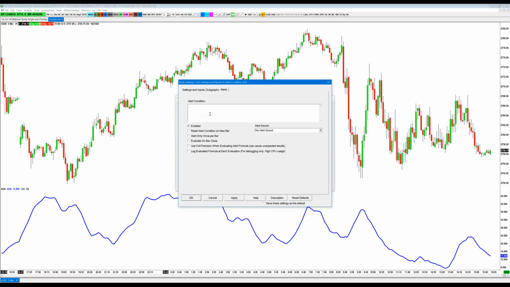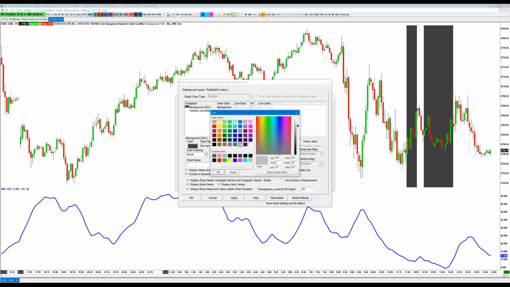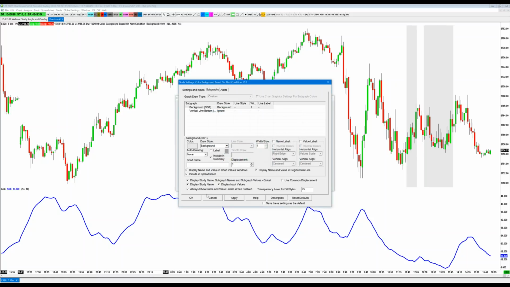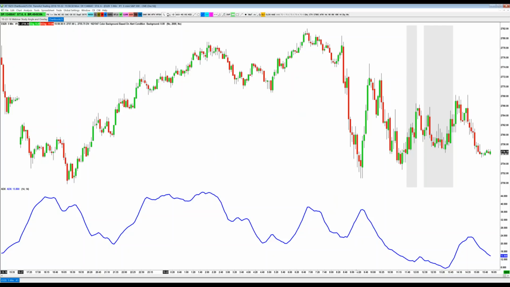And I'll just say when the ID1.SG1 is less than 12. When it's less than 12, tell me. And we can make the color a little less obscene, like this. And what you end up with is just a zone, and you might have these no trade sorts of conditions.